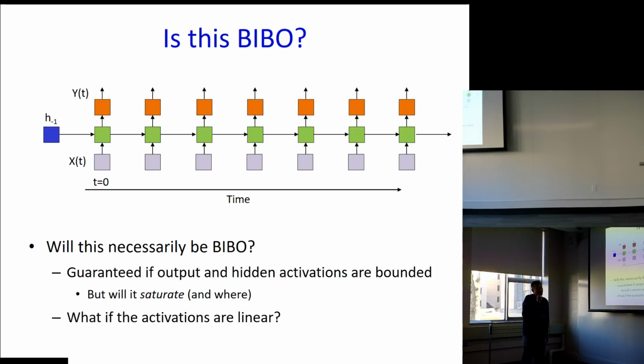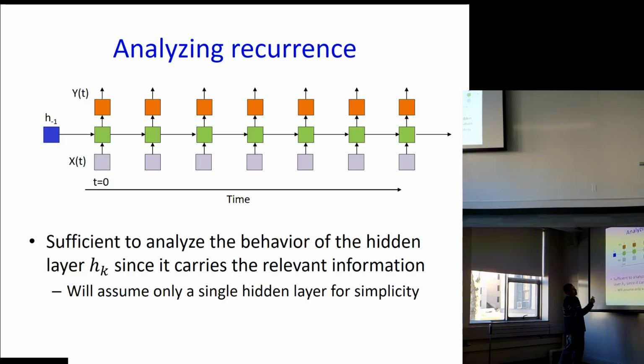So let's consider this situation where all the activations are linear. When all the activations are linear, then in order to analyze the behavior of this network, it's sufficient to analyze the behavior of the hidden layer hk, because hk is the layer that actually carries the relevant information into the future. That's where all the information is going through, right? And for simplicity, I'm going to assume that there's just one hidden layer. But if you have multiple hidden layers, the same behavior is going to replicate. It gets a little more complex.